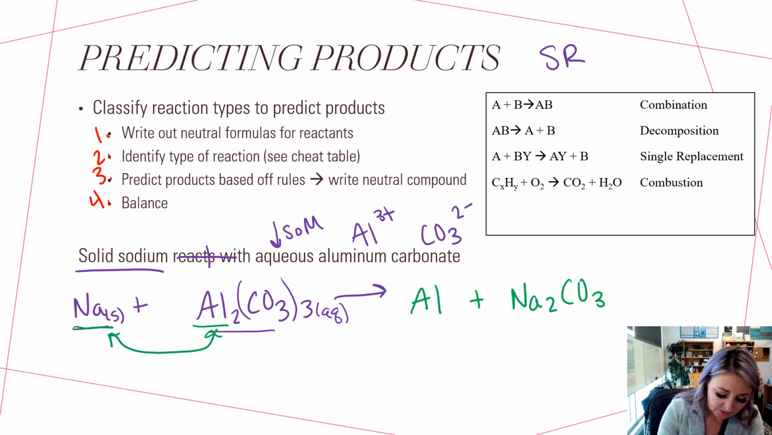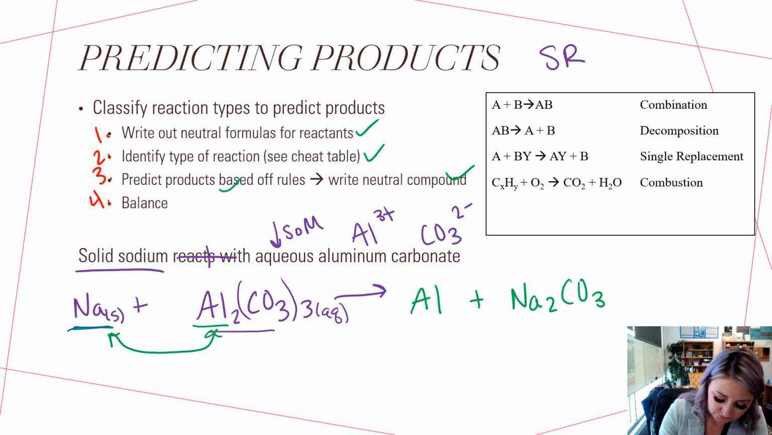Oh my gosh, I skipped all these steps without even identifying I was doing these steps. So I wrote out my neutral formulas. I already said it was a single replacement. I predicted products based off rules. I wrote neutral compounds. The last step is my favorite. We are going to balance.